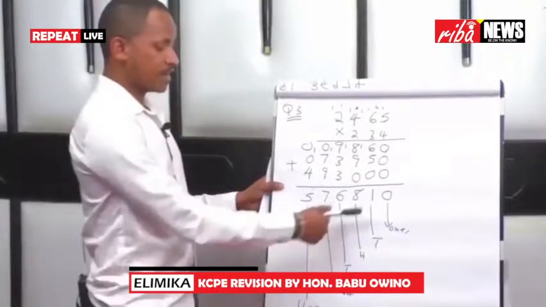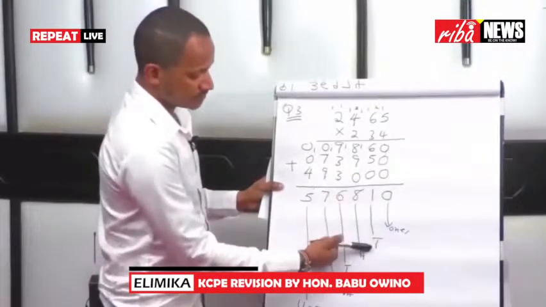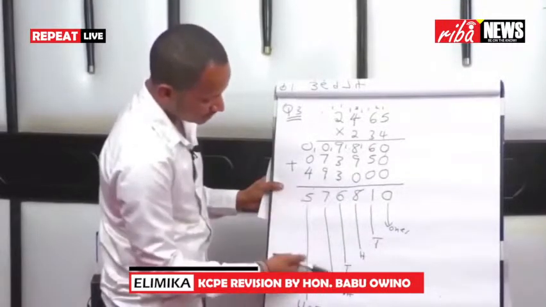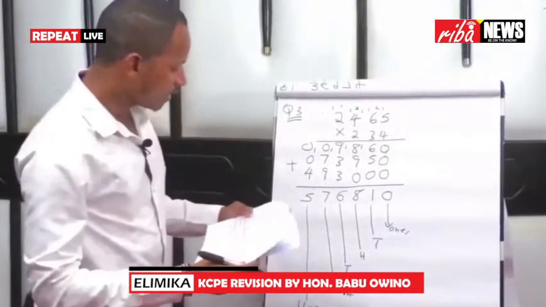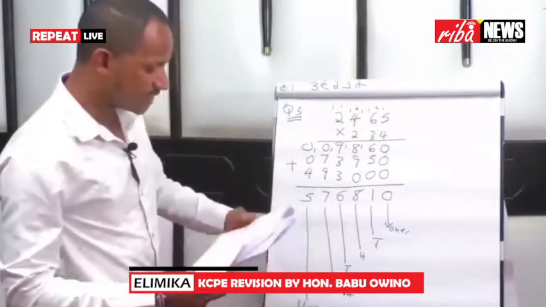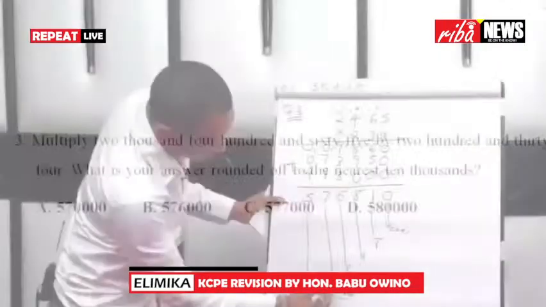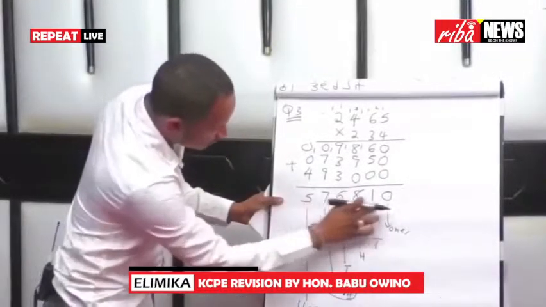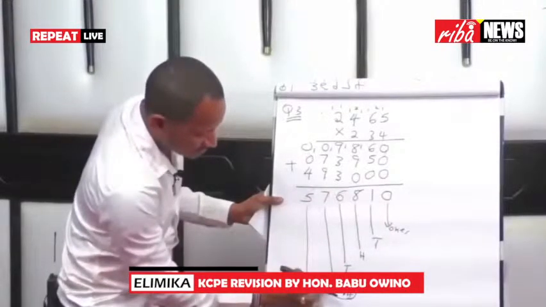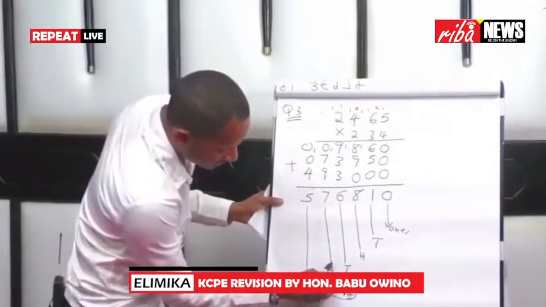Again, identify the place values of these numbers. For 0 is ones, 1 is tens, then hundreds, then thousands, then tens of thousands, then hundreds of thousands. So the question is asking, what is your answer rounded off to the nearest 10,000s? So come here and identify, where does tens of thousands lie? It lies here. Therefore, we want to round off this number to the nearest tens of thousands. If you are told to round off to the nearest tens of thousands, look at the next number.